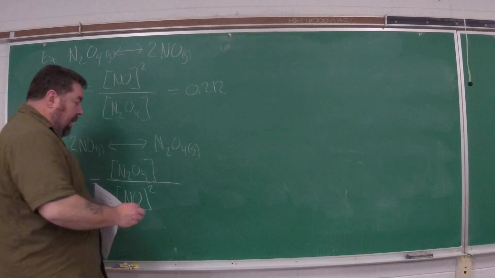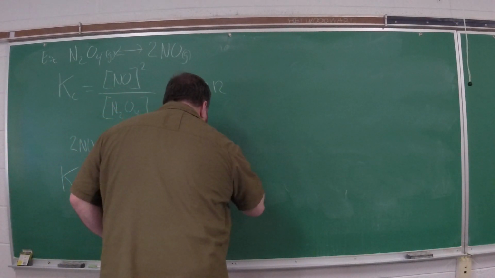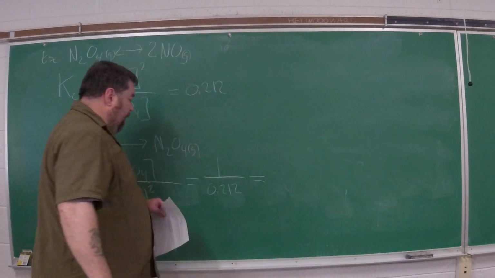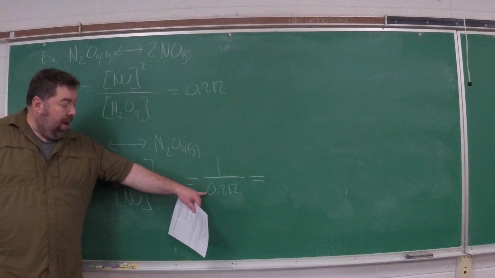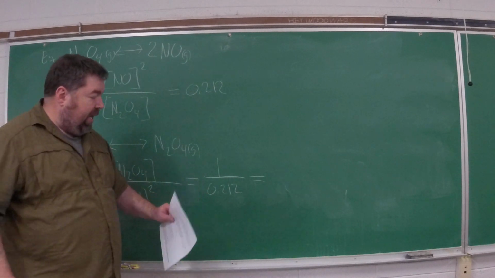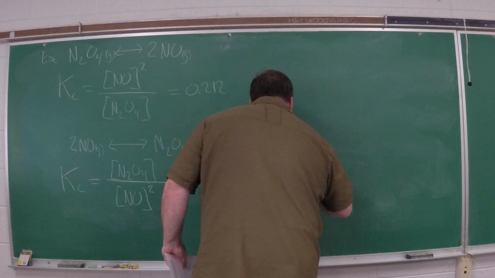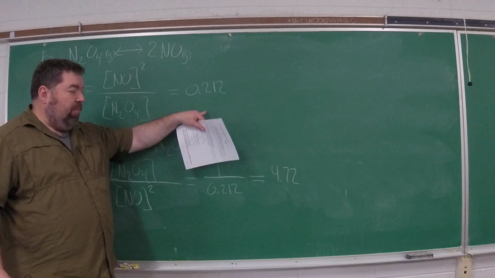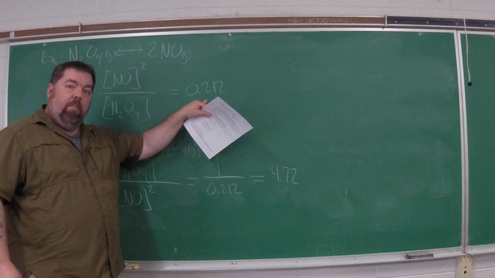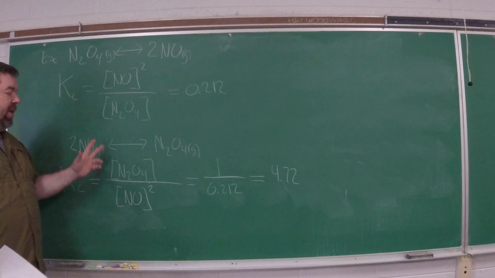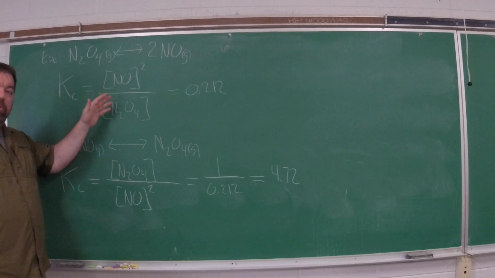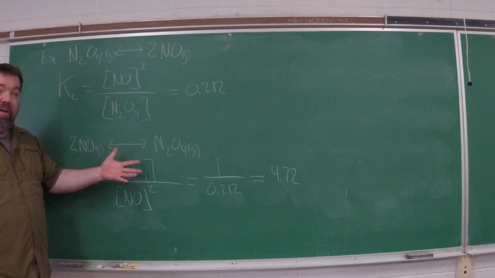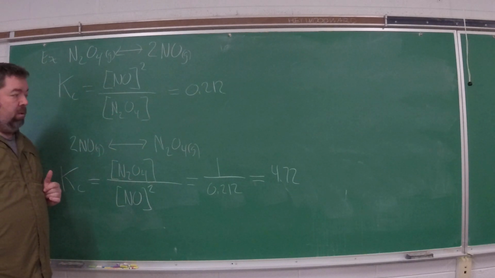So what's this value going to be? The reciprocal will be 1 divided by 0.212, and if you actually plug that in, you get 4.72. And if you were going from this way to this way, it'd be 1 divided by 4.72 would equal 0.212. Okay? So the point here is that you reverse the reaction, whichever way you go, the Kc for the other reaction is the reciprocal of it. That's it. That's all it is.